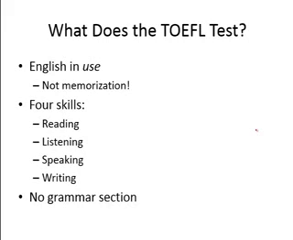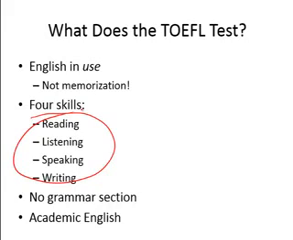There's no grammar section, and it's all academic English. So this means that you need to know how to communicate at a school, at a university, at a college. You don't need to know how to take a grammar test or how to take a vocabulary test. That's very different from the TOEFL. In fact, these 4 skills are the 4 sections of the TOEFL. There is a reading section, a listening section, a speaking section, and a writing section. We'll talk about those 4 sections more in the next introduction videos, but that's all for this lesson.